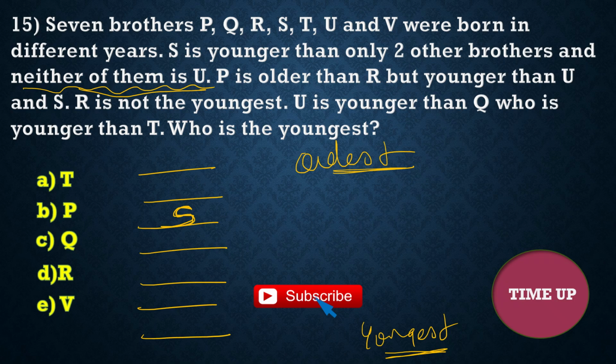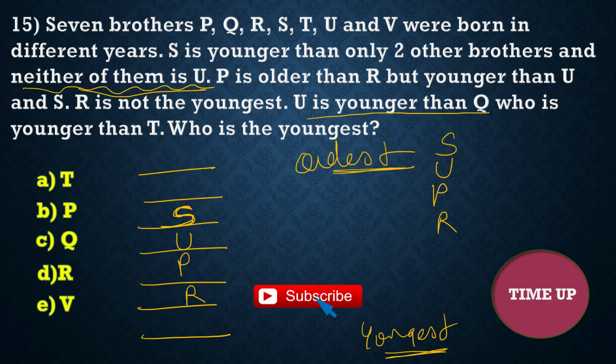So whatever you place here, the first and the second brother should not be U. Okay, should not be U. That is what it is telling. P is older than R, but younger than U and S. It is younger than S also. So this should be the arrangement. Correct? R is not the youngest, it is telling. Okay, R is not the youngest.